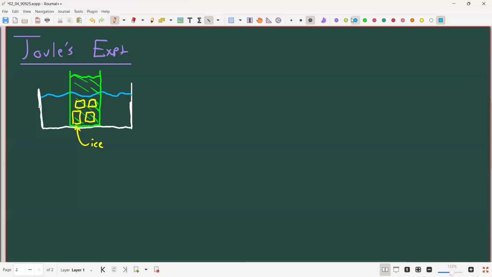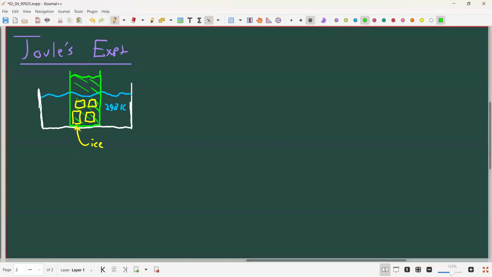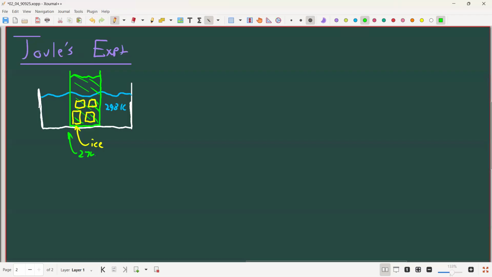And we keep the bath at some temperature. We can heat it, we can lower it, we can cool it, whatever we want. But let's just say, for instance, it's at 298 Kelvin. And this water initially is at 273 Kelvin. Right, let's say 274, right above freezing the water.